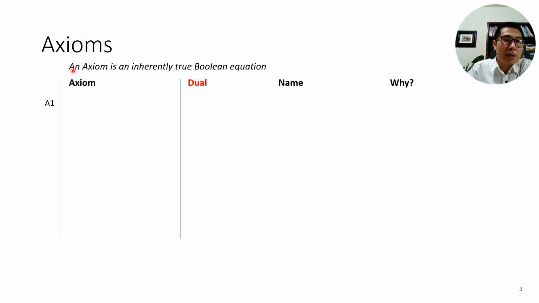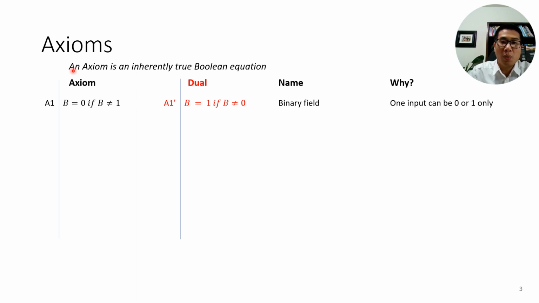So for the first one, axiom 1 is: if b is equal to 0, then b is different from 1. Okay, or its dual form: if you see 0, you convert it into 1, and if you see 1, it's converted into 0. So its dual form is: b is equal to 1 if b is different from 0, and this one is called the binary field. And why is this an axiom, or why is it true? Because one input can be 0 or 1 only. It cannot be both.